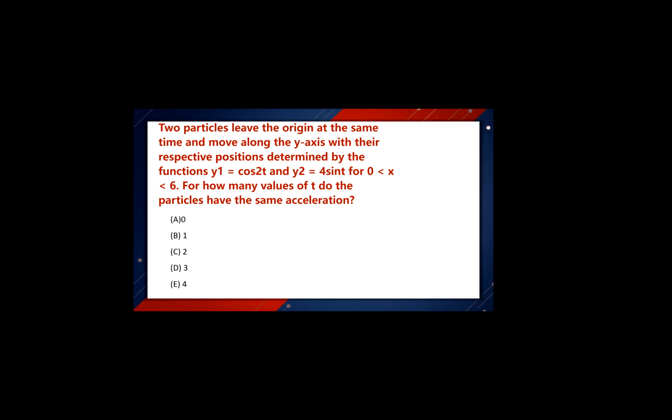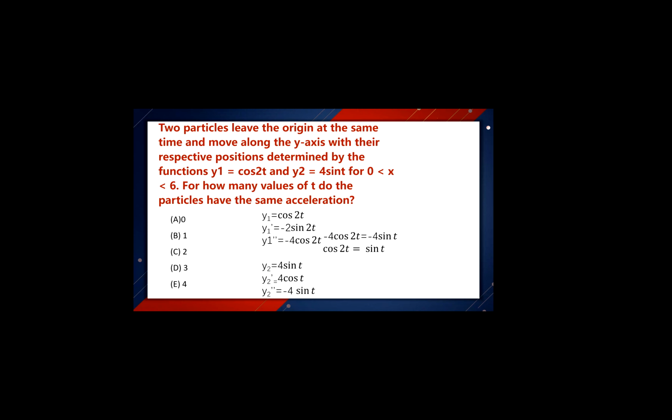Moreover, this question, two particles leave the origin at the same time and move along the y-axis with their respective positions determined by the functions y1 equal to cosine 2t and y2 equal to 4 sine t for 0 less than t less than 6. For how many values of t do the particles have the same acceleration?